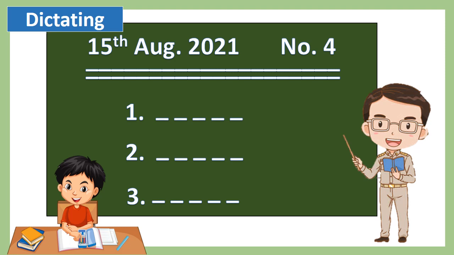Now let me repeat. Number 1. Using, using. Number 2. Large, large. Number 3. Small, small.